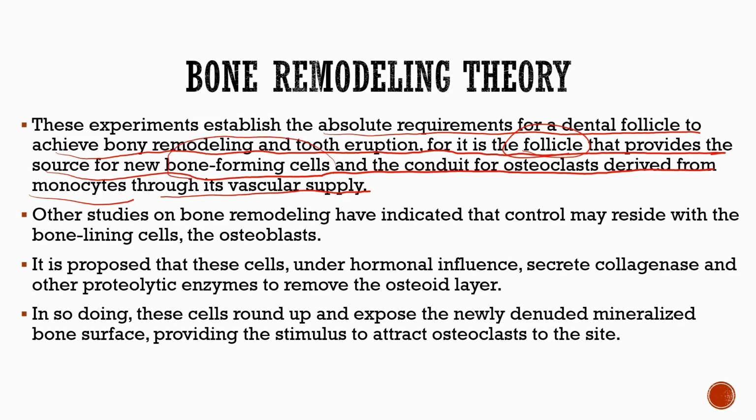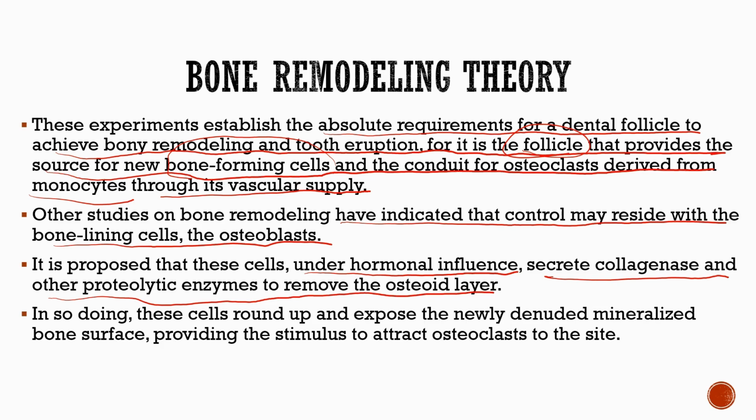Other studies on bone remodeling have indicated that control may reside with the bone lining cells, the osteoblasts. It is proposed that these cells, under hormonal influence, secrete collagenase and other proteolytic enzymes to remove the osteoid layer. In so doing, these cells round up and expose the newly denuded mineralized bone surface, providing the stimulus to attract osteoclasts to the site.